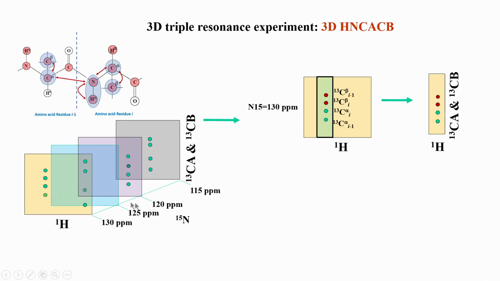So, this is how the spectrum will now look. This looks slightly complicated compared to what we saw. Now you can see here this axis is both C alpha and C beta, because we are detecting both of them in one of the dimensions.